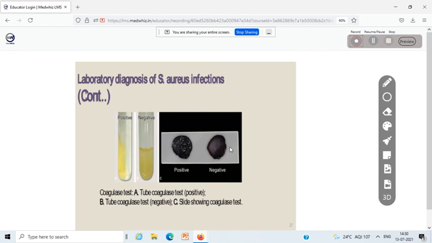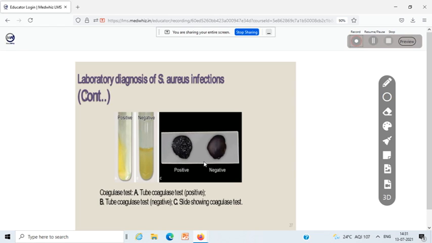So after those two important identification features, we have the coagulase test. Coagulase test is to detect the presence of coagulase enzyme. If it is positive, it will form a coagulum, that is, it will be semi-solid. And if it is negative, it would still remain in a liquidy state.